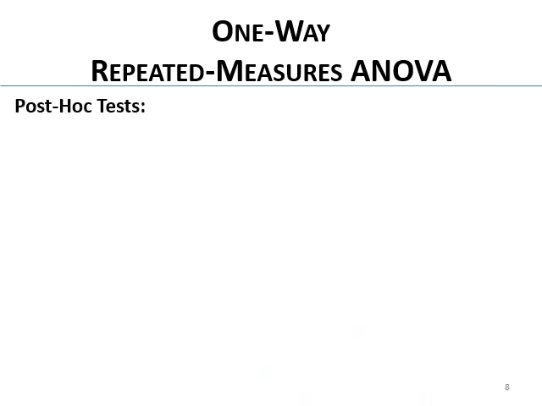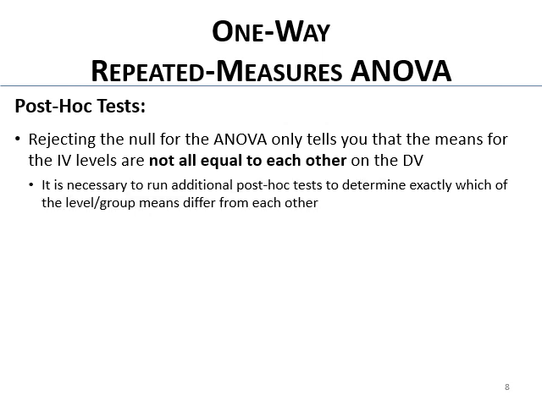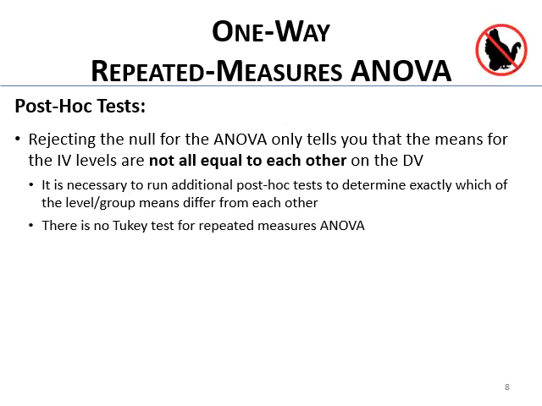So let's talk about the post-hoc tests for repeated measures ANOVA. These are the after-the-fact tests. That's what it means in Latin. When you reject the null for ANOVA, it only tells you that the means for the IV levels are not all equal to each other. It could be one differs from just one other one. It could be they all differ from each other. Two of them differ from the third. You have no idea, right? So you have to run these additional post-hoc tests to determine exactly which levels or group means differ from each other. There is no Tukey for repeated measures ANOVA.